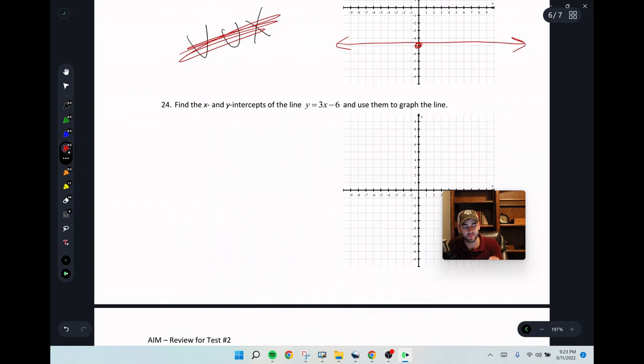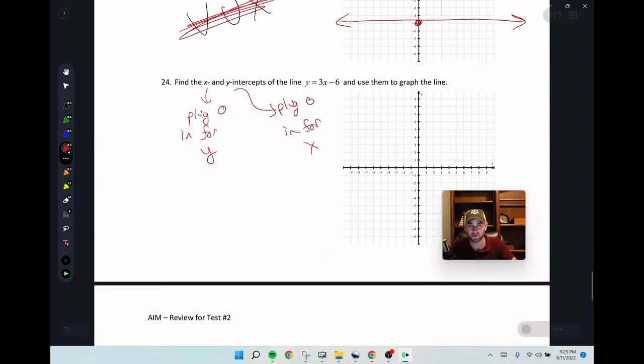X and Y intercepts. Remember, this is plug 0 in for Y. Then plug 0 in for X. And see what happens. See that you don't just get nice, easy numbers to graph.